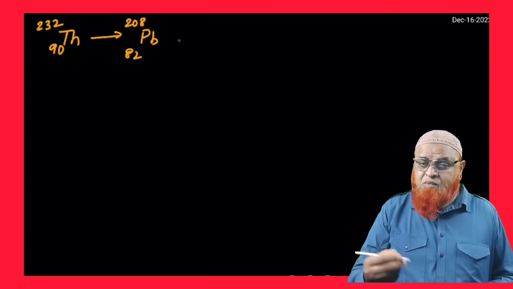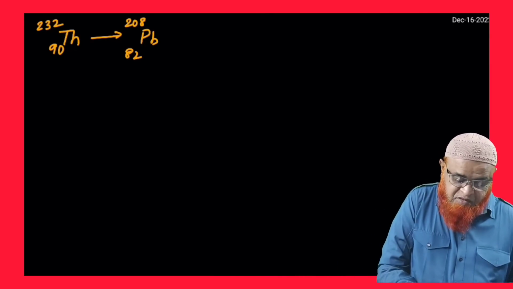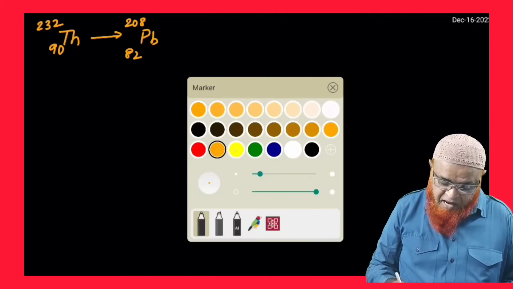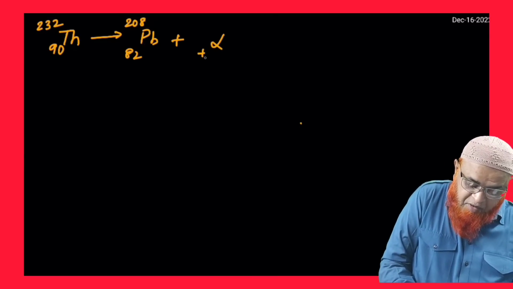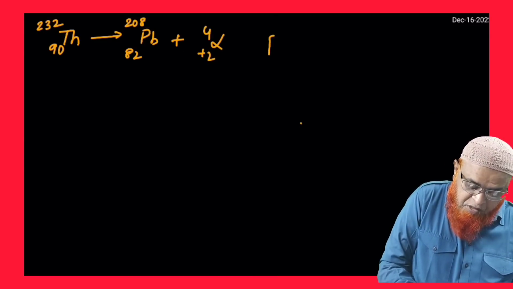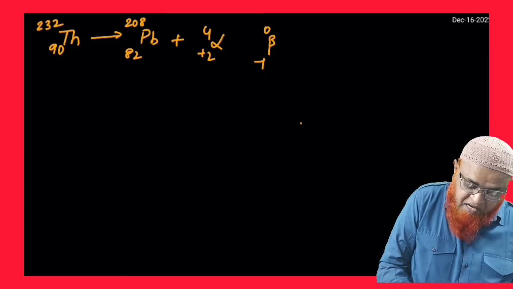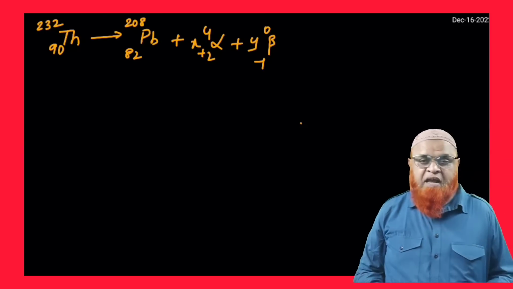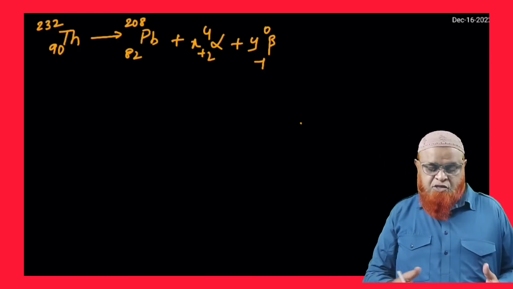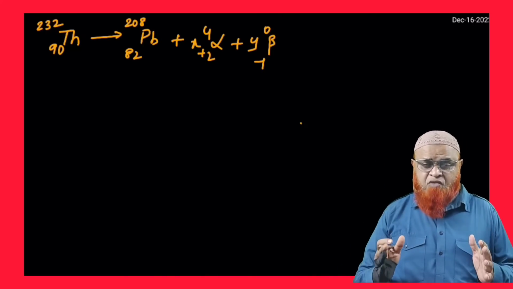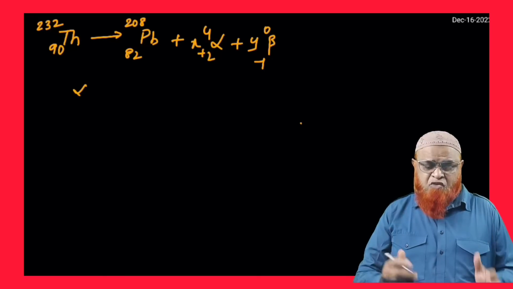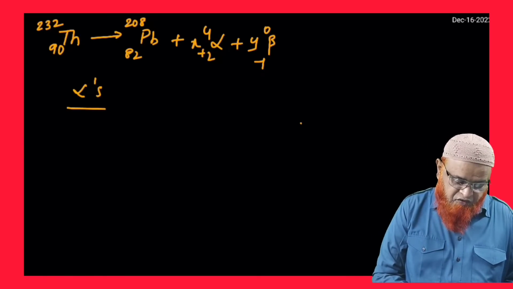If you add some more terms like this, for example alpha plus 2 4 and beta minus 1 and 0, let it be x and this be y here. So if you add these two terms in this equation, you can solve in a very easy manner. First of all, you are finding out the number of alpha particles. That is, alphas you have to find out first.